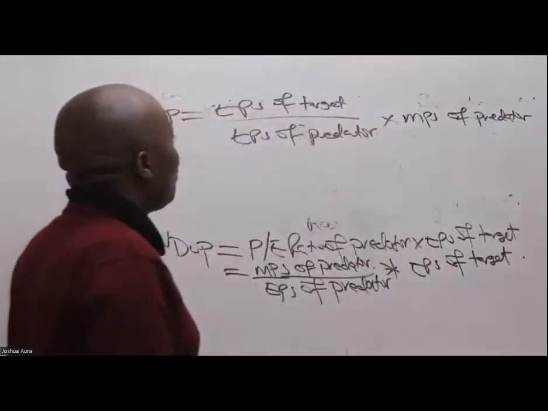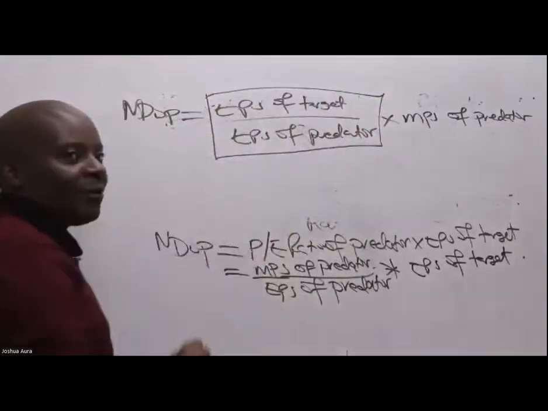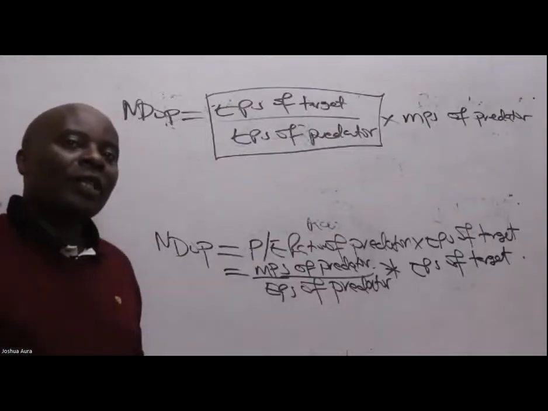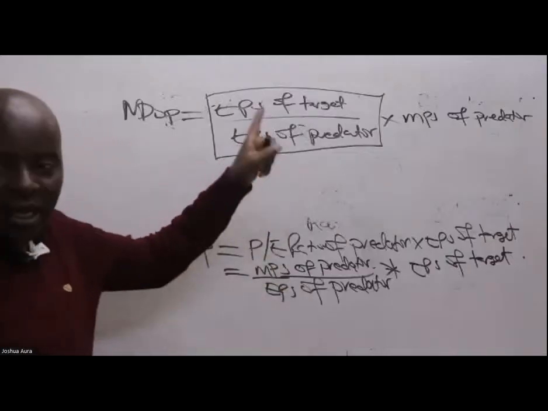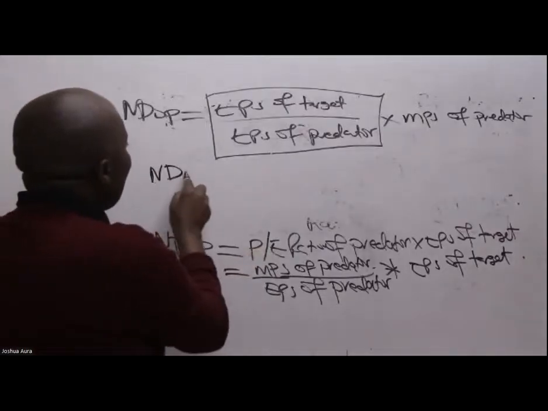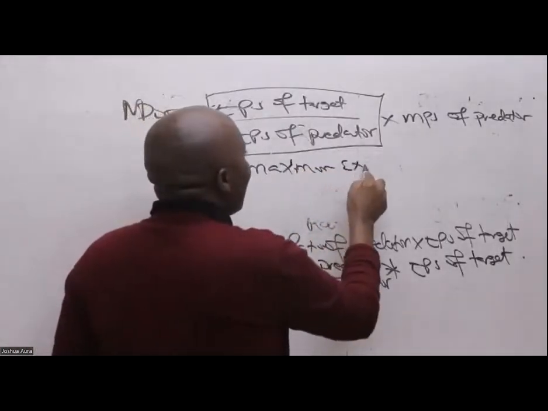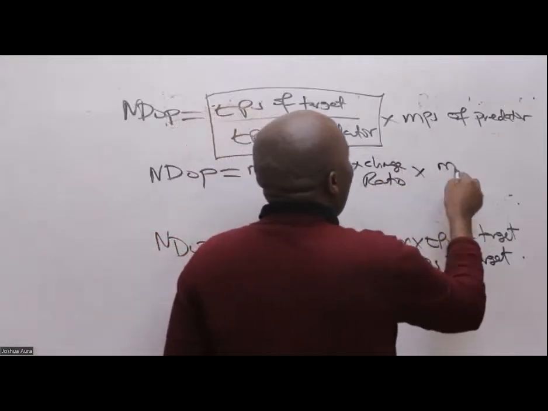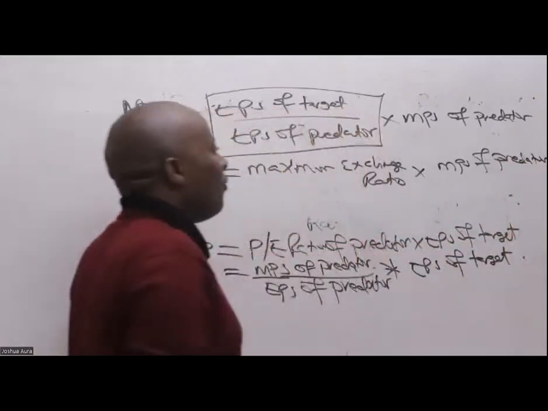And then, ladies and gentlemen, of course, this rings some bell in our minds. EPS of the target all over EPS of the predator is what we call maximum exchange ratio. So in this case, my non-diluting offer price will be equal to maximum exchange ratio times MPS of the predator. Very, very important.